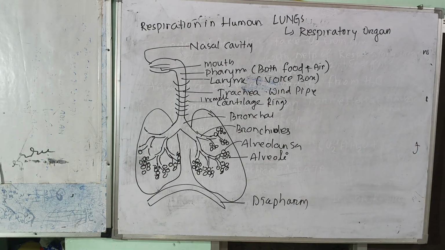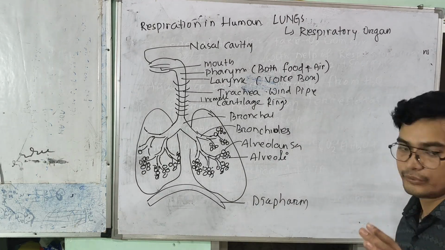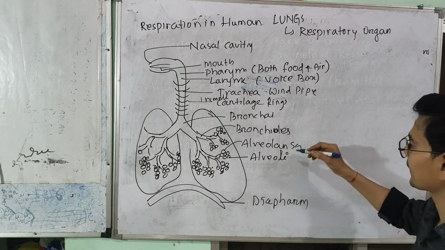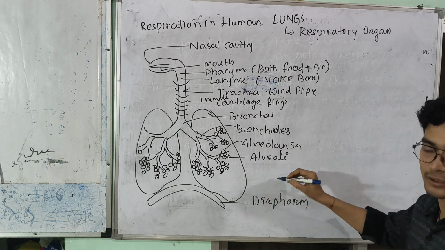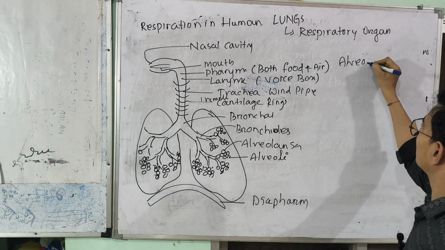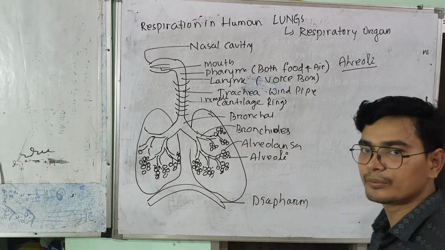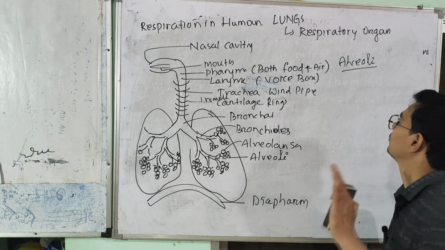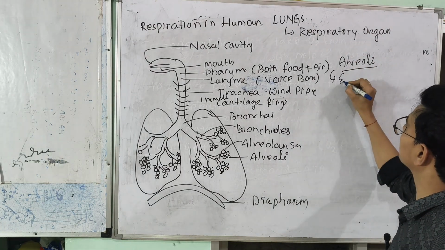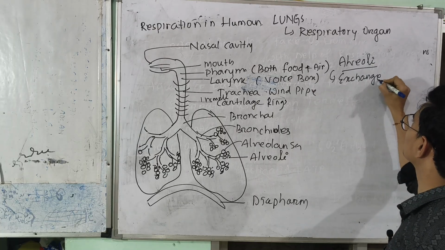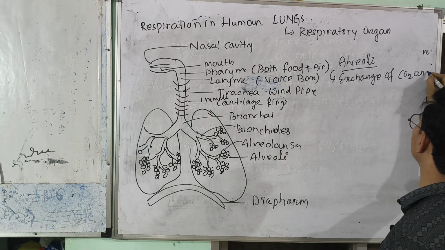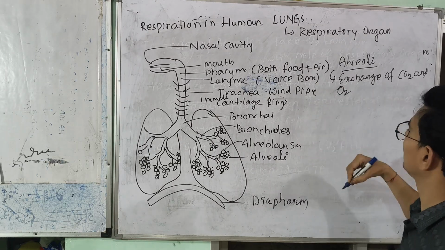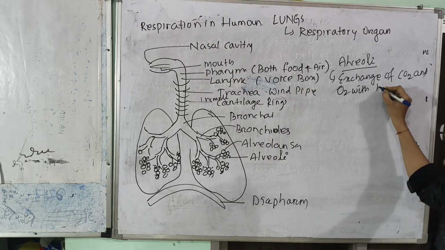This is the complete diagram, and here we discuss what is the alveoli. Okay, alveoli. What is alveoli? This alveolar structure is where the exchange of gas takes place. In the alveoli, exchange of gas takes place, carbon dioxide and oxygen with blood vessels.